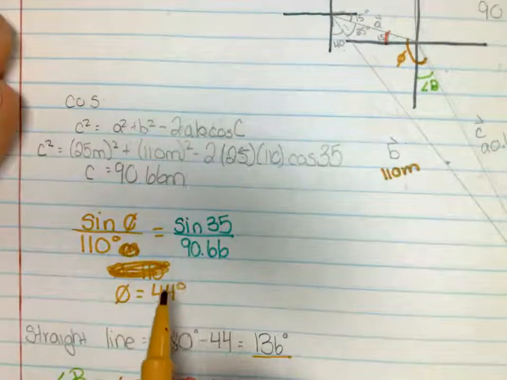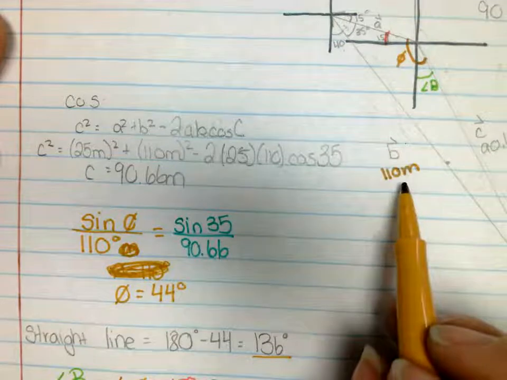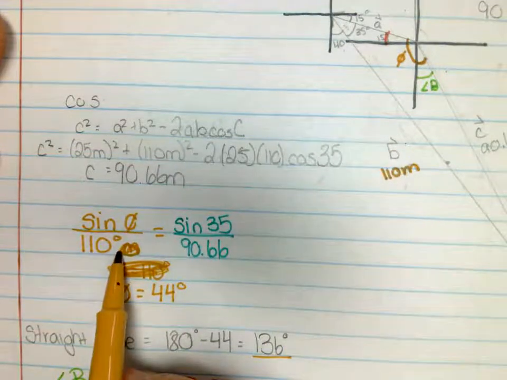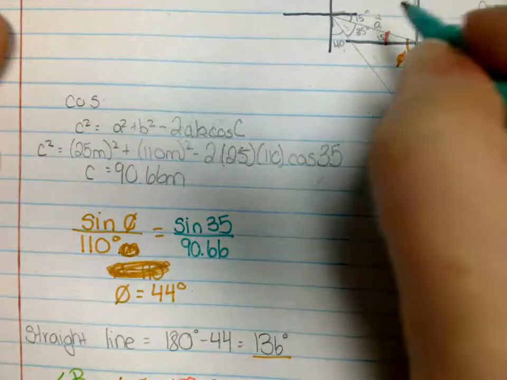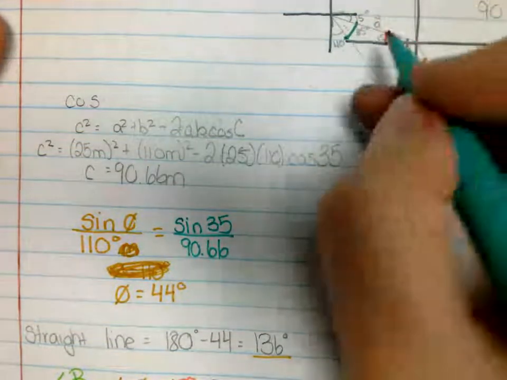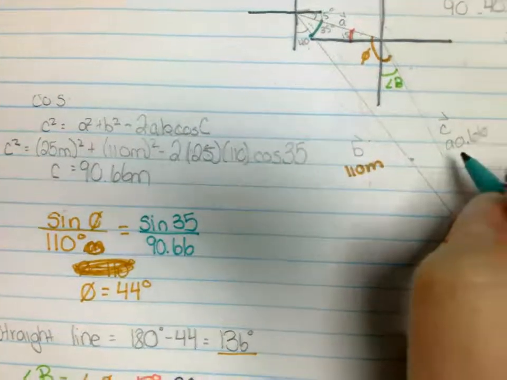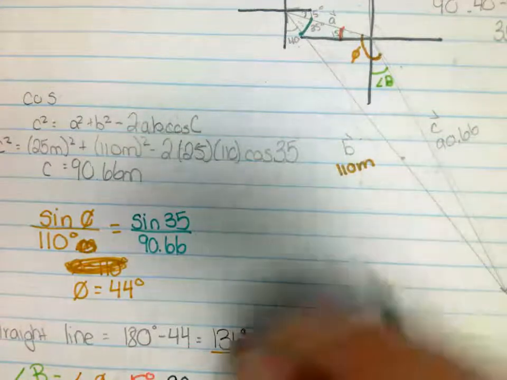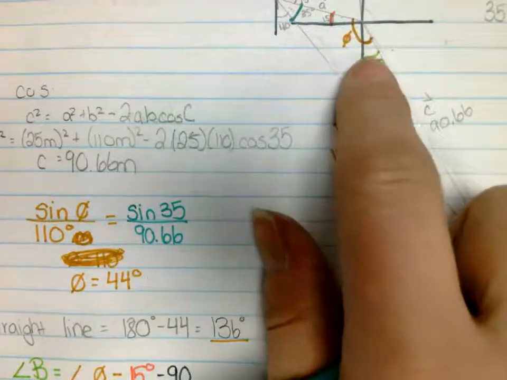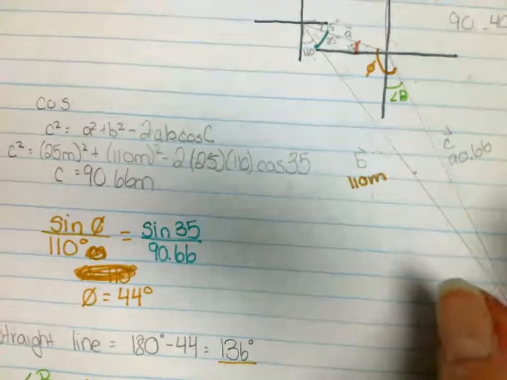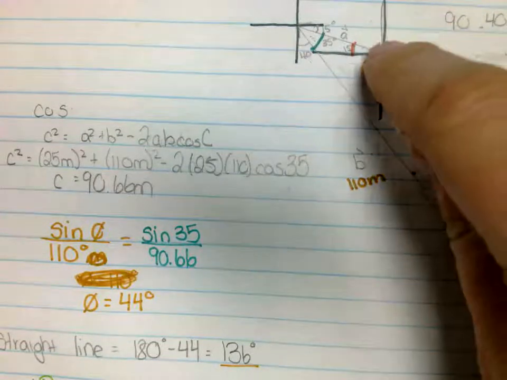So I can say the sine of theta, this entire angle, is equal to, or over 110. That's going to be right here. This is my 35. So sine law tells me I can say the sine of 35 over my 90.66. So I'm going to get theta is equal to 44. And I can look at this and tell you that that angle is going to be bigger than 44. So 44 is measuring this angle up here.